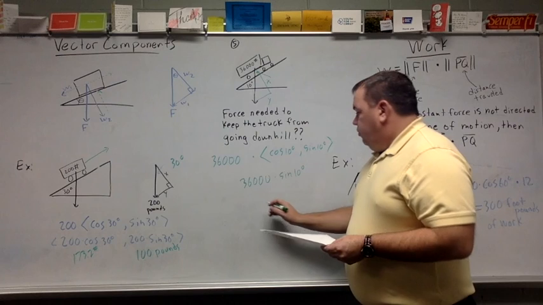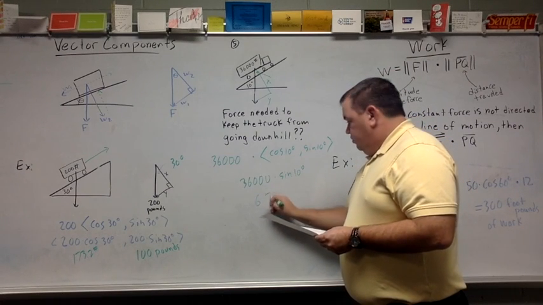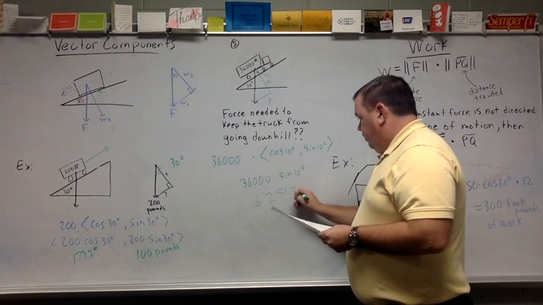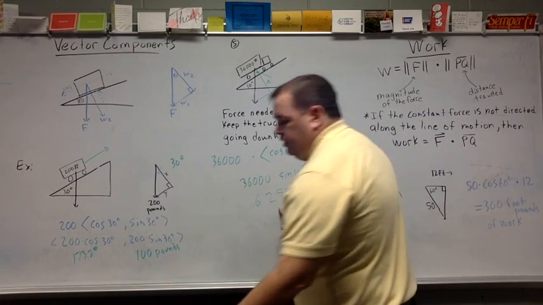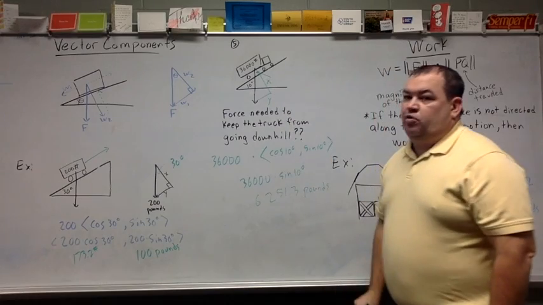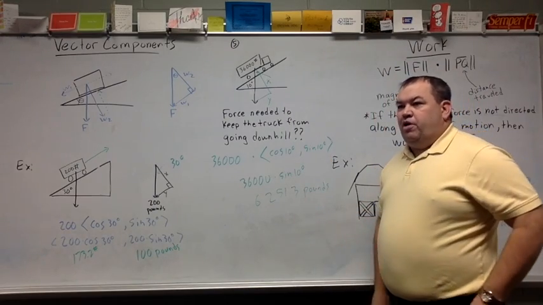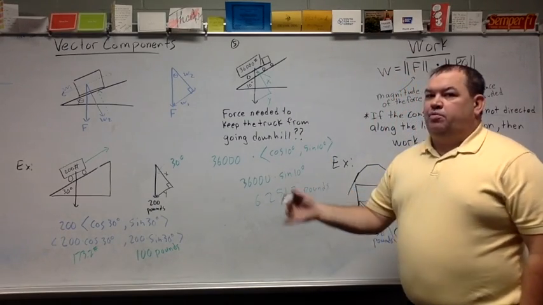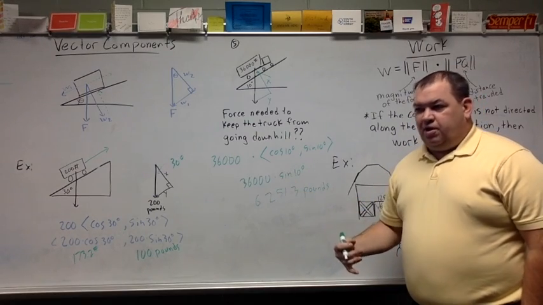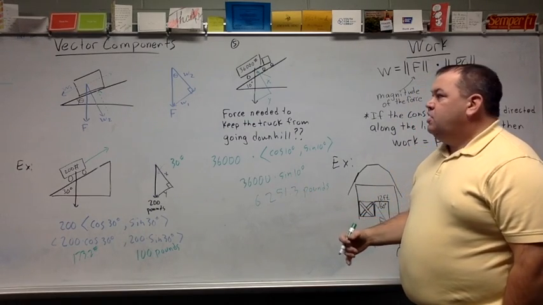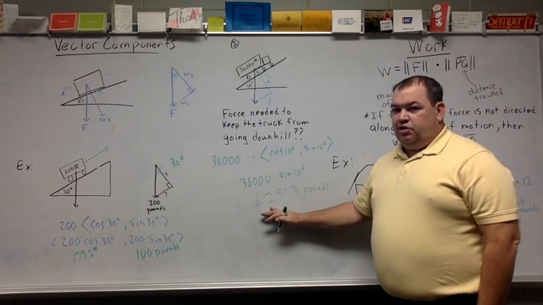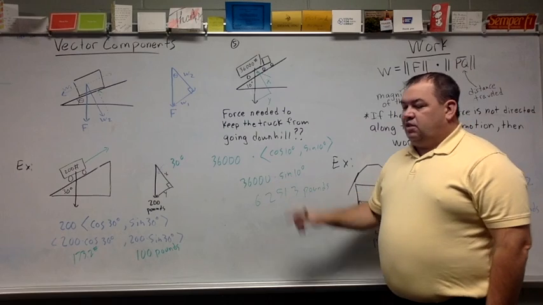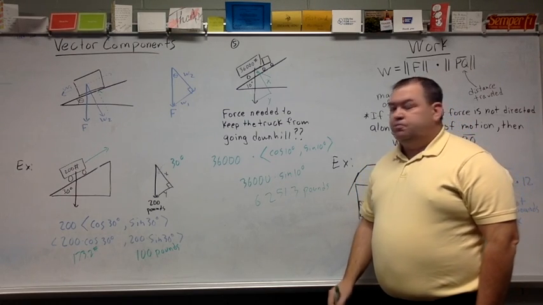So I'm going to do this calculation and I'm going to get 6,251.3 pounds. Significantly less than how much the truck weighs. So to give you a reference, if you've ever seen a strongman competition where they pull a semi or pull a truck or pull a vehicle, they're not pulling the full weight of the vehicle, they're pulling a percentage of it based on the incline and the angle that they're dealing with.